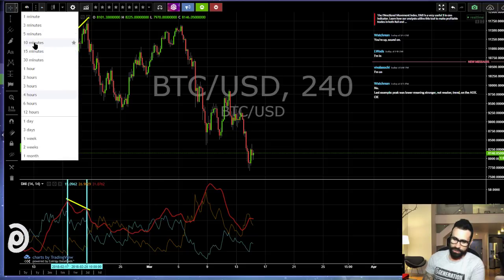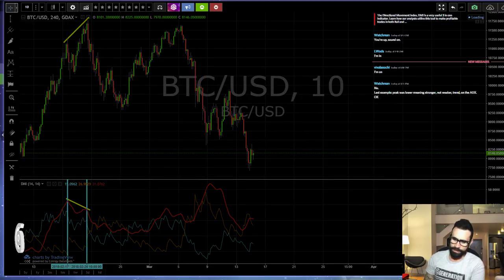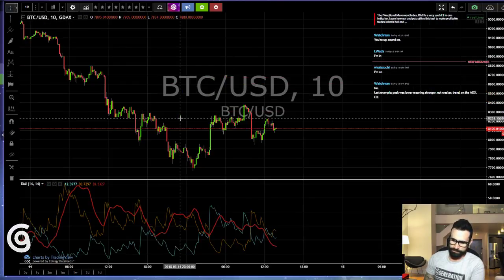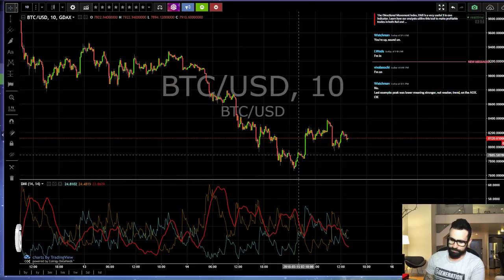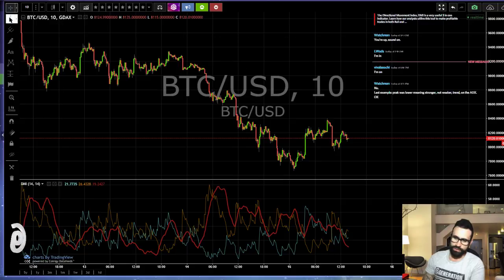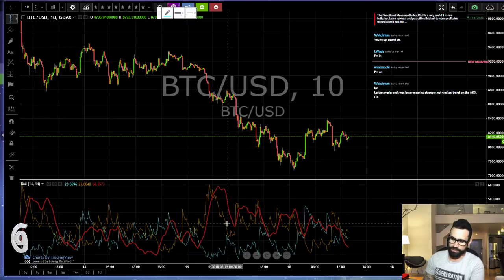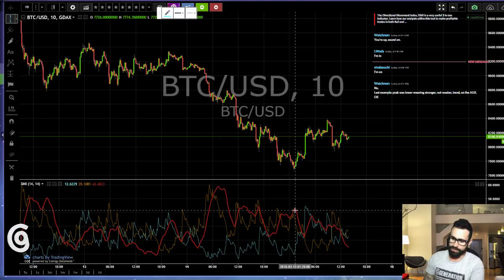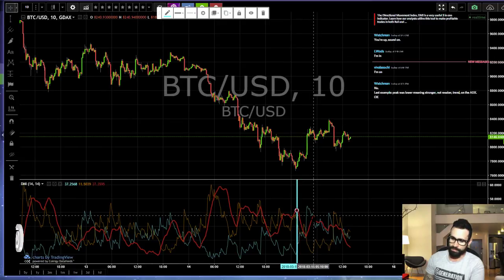So I'm going to go ahead and go to a 10-minute time frame. And here we've got various peaks and various troughs. I'm just going to go ahead and draw some lines on my peaks so we can see what's happening at these peaks. So here would be one peak. Here would be another peak.